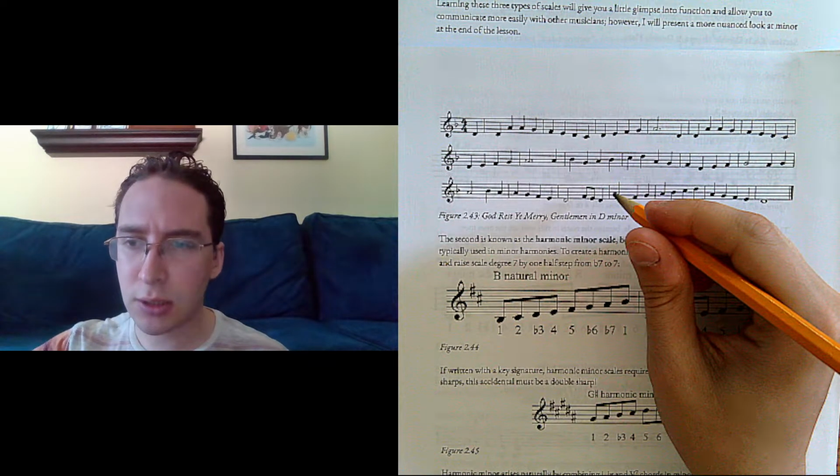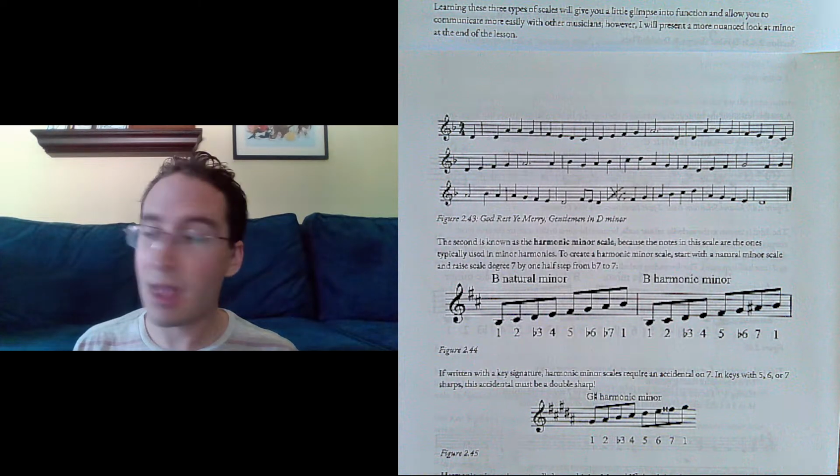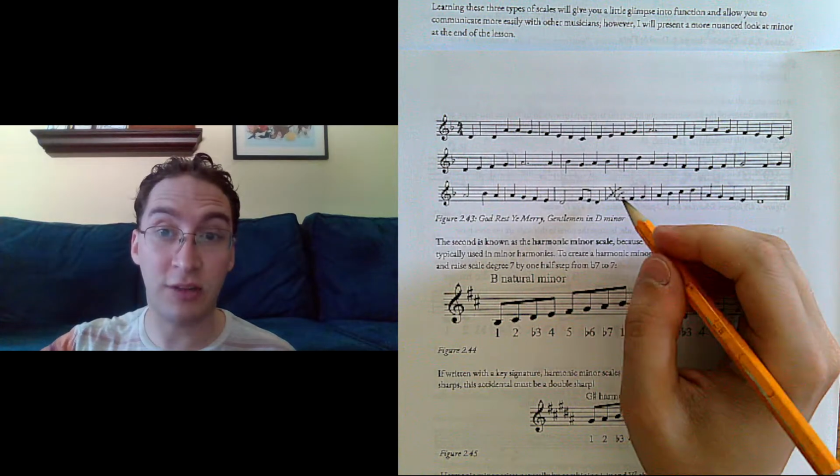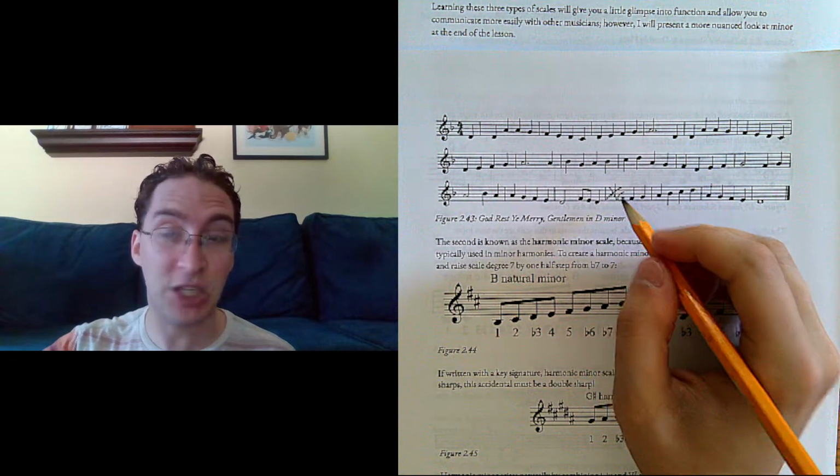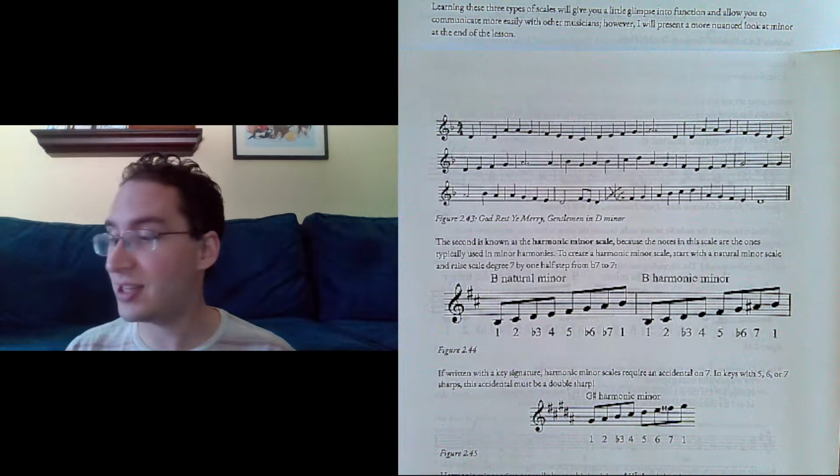One moment. I played it correctly, but this note is notated incorrectly at the moment. This should be a G. I will fix that by the time you see the textbook.